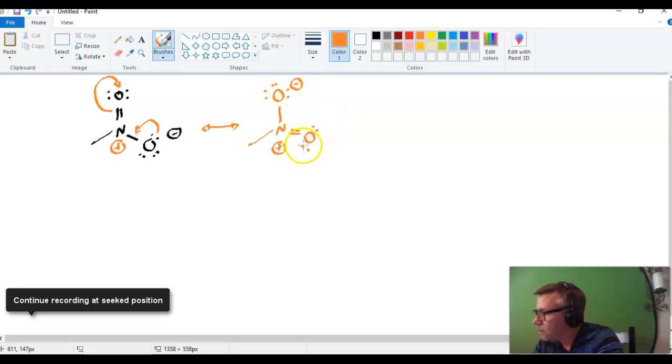This one, 1, 2, 3, 4, 5, 6, good and normal. This one, should it have that positive charge? 1, 2, 3, 4. Yes, nitrogen should have 5. So if it has extra, you give it a negative charge because electrons are negatively charged. If it's deficient, you give it a positive charge because it's more plus than minus, more protons than electrons for that nitrogen. Okay, so that's one resonance structure for nitromethane.